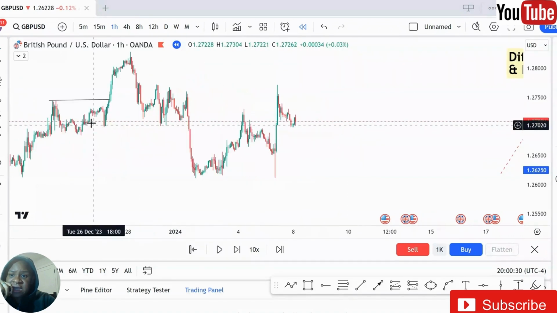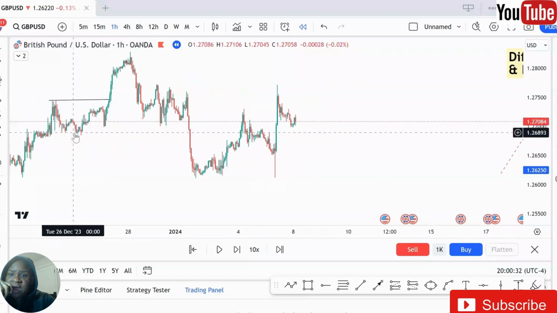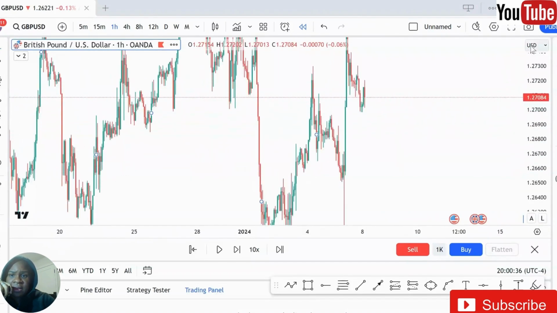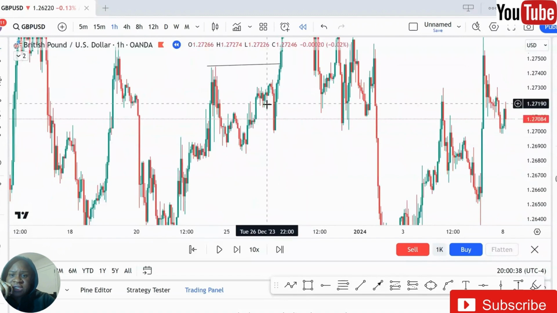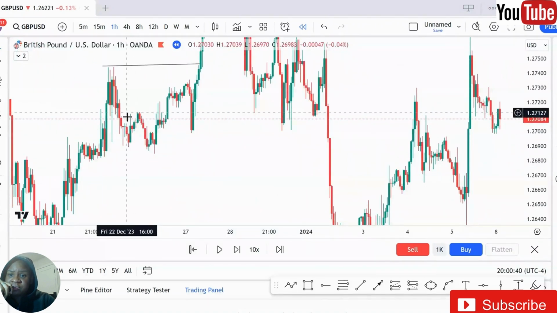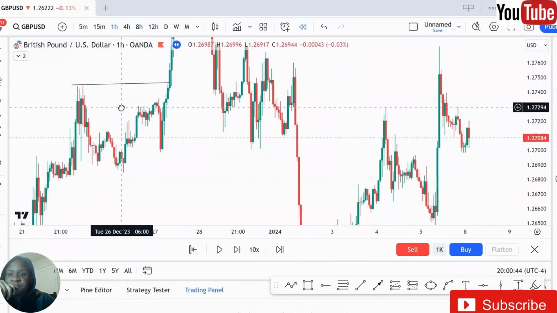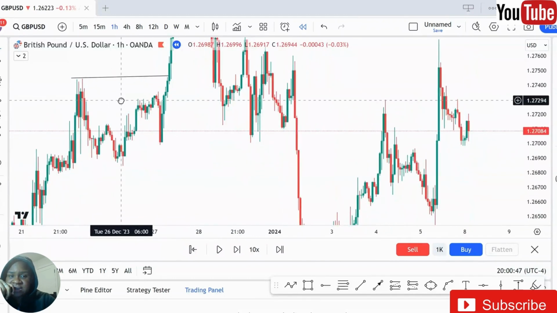But if you look inside here, we also have a break of structure inside here. You can take it as a mitigation block also, because you can see it came out with a wick. But not to confuse you, you have to practice it on your own to be able to understand it.